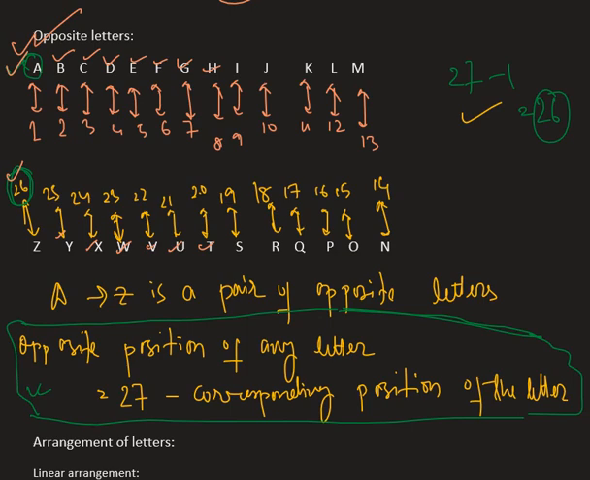H and S can be remembered as high school. I and R can be remembered as Indian Railways. J and Q can be remembered as Jack and Queen. K and P can be remembered as Kevin Peterson, the bowler. And L and O can be remembered as love. And lastly, M and N can be remembered as man. So these are some tricks which help you to remember these opposite letters much more easily.